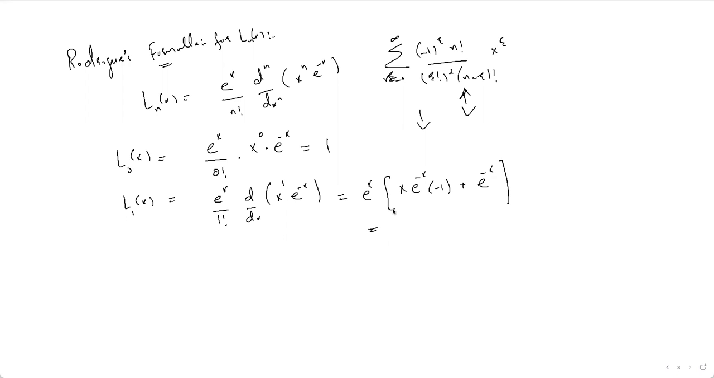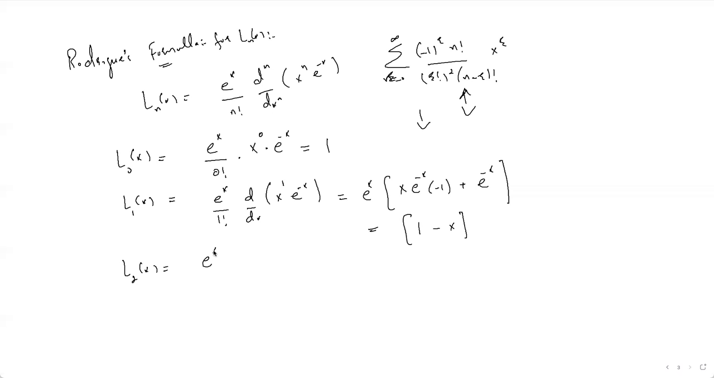Now multiply this by e to the power x. When you multiply this, it will be 1, then minus x e to the power x into e to the power minus x, that will be 1, so it will be 1 minus x. L_1 of x is 1 minus x. Fine. Similarly, I can find L_2 of x. So what is L_2 of x now?